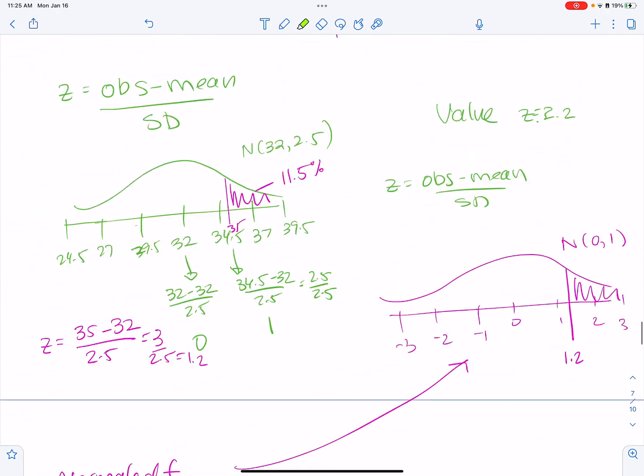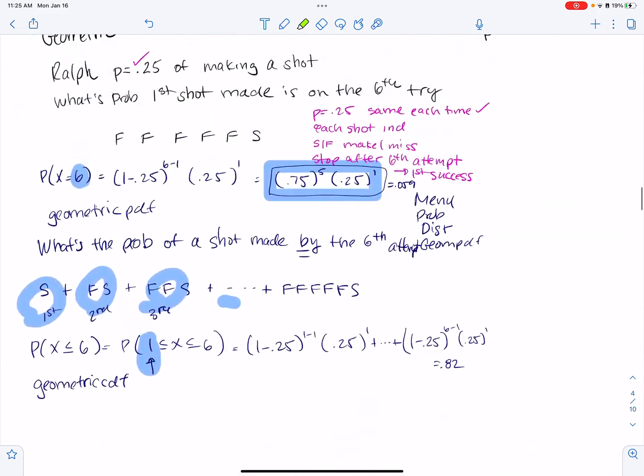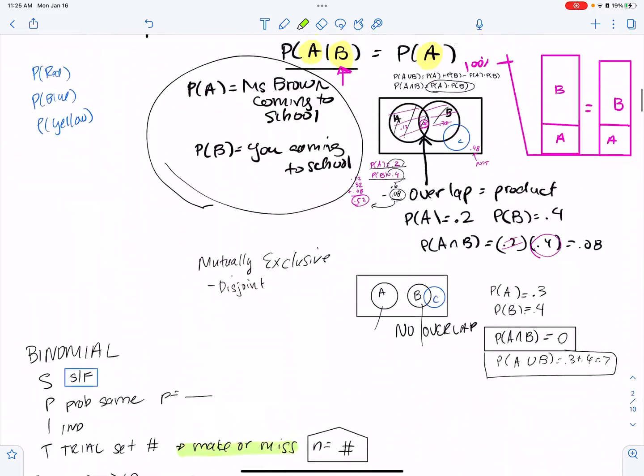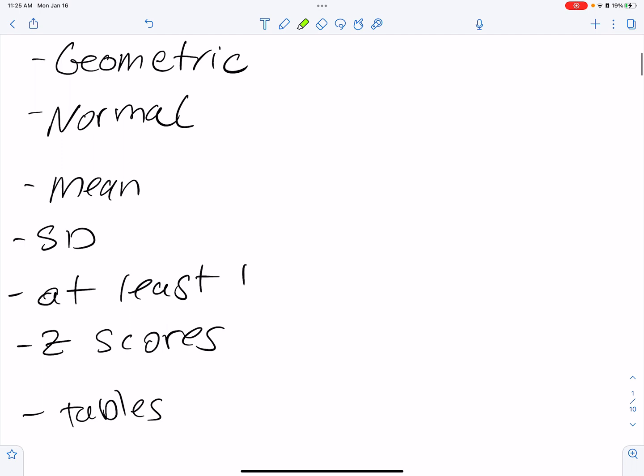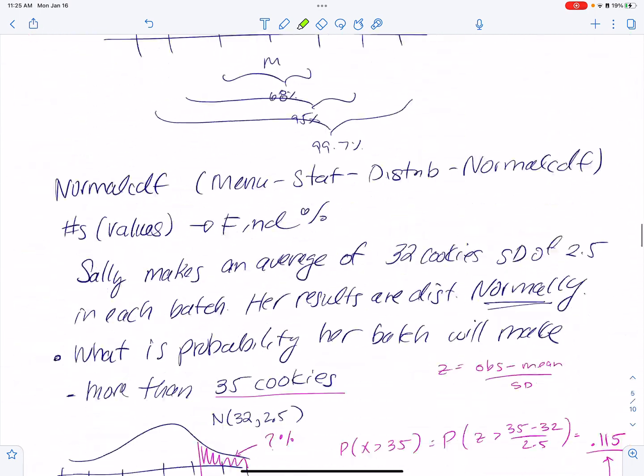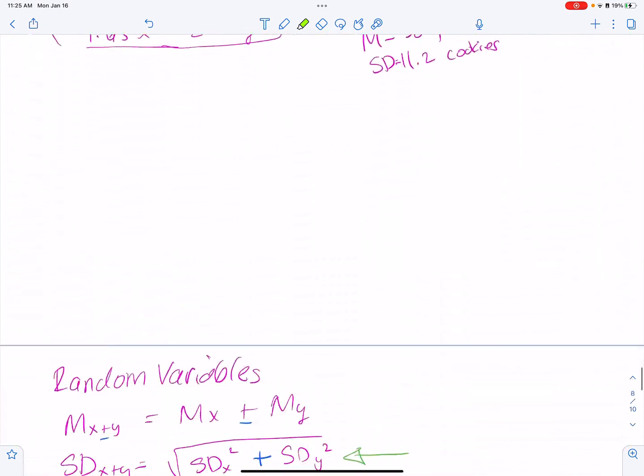All right, let me see if there's anything else on my list. At least one, yes. I want to remind you about at least one. Whenever you have something that says at least one, the probability of at least one is equal to 1 minus the probability of none. Let's look at this here.